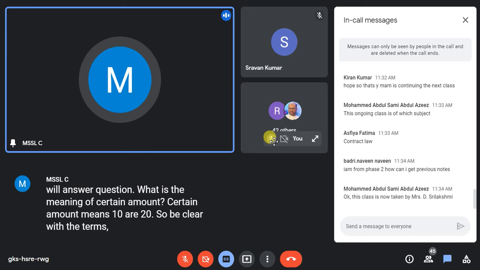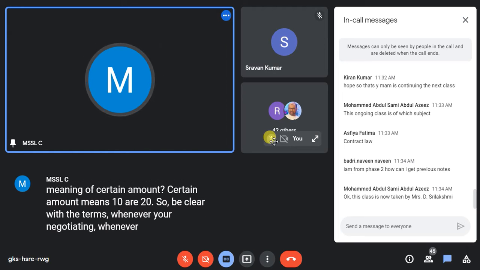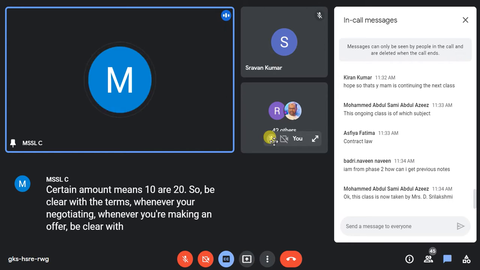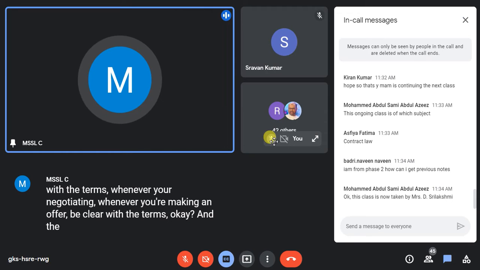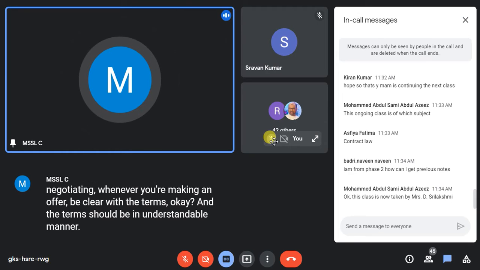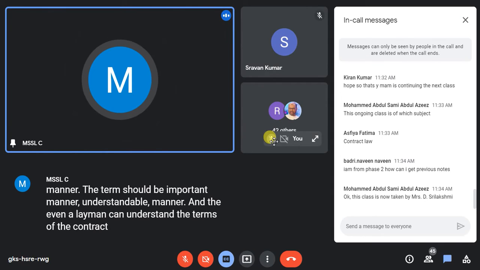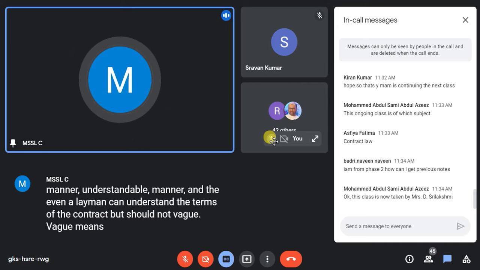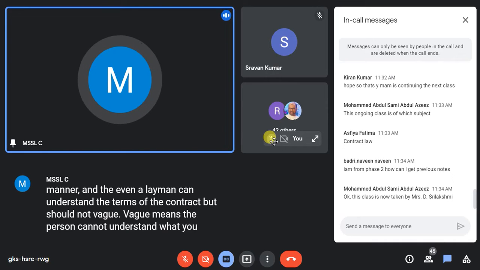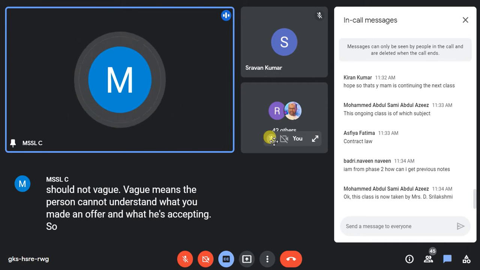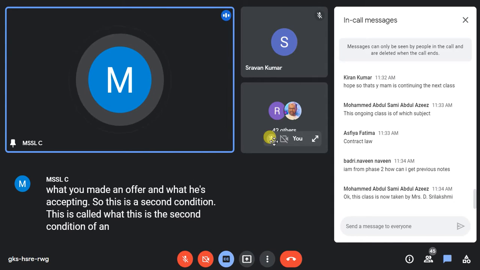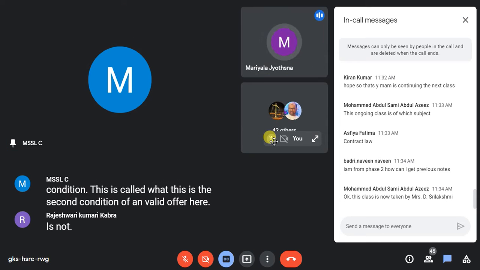Whenever you are negotiating, whenever you are making an offer, be clear with the terms. The terms should be in what manner? Understandable manner. Even a layman can understand the terms of the contract, but should not be vague. Vague means the person cannot understand what you made an offer and what he is accepting. So this is the second condition of a valid offer. Clear?